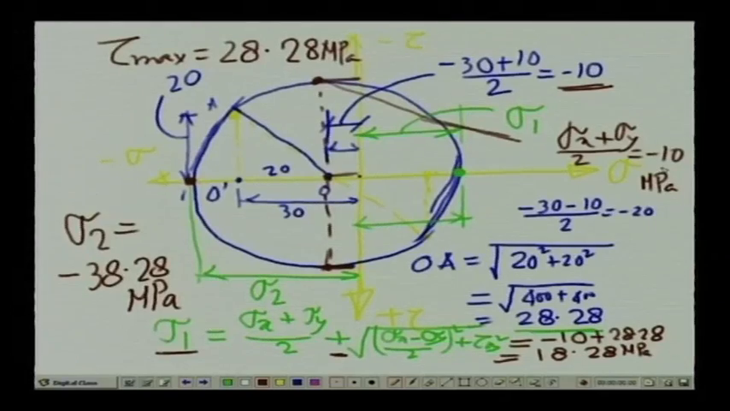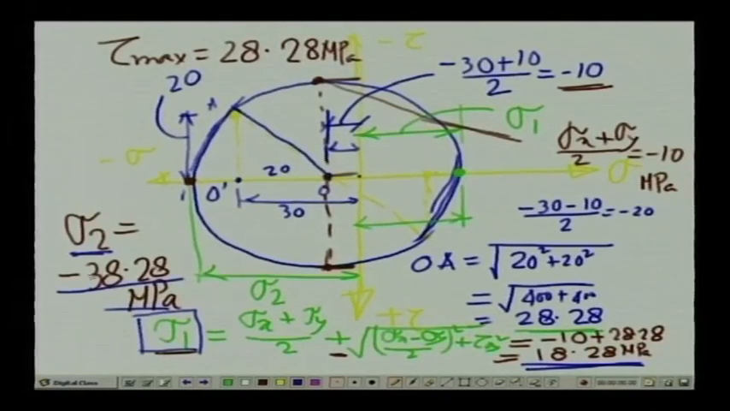So, these are the values which we get. They are sigma 1, the maximum principal stress, as 18.28 MPa, the minimum principal stress sigma 2 is equal to minus 38.28 MPa, the maximum shear stress tau max is equal to 28.28 MPa, and the normal stress which acts on the maximum and the minimum shear stress planes is equal to minus 10 MPa.